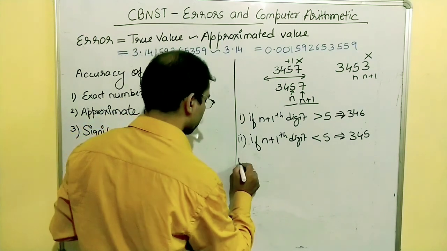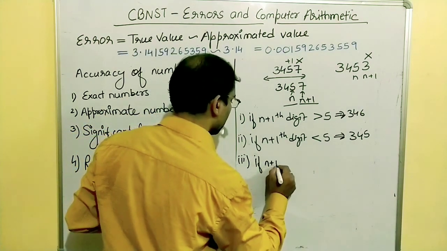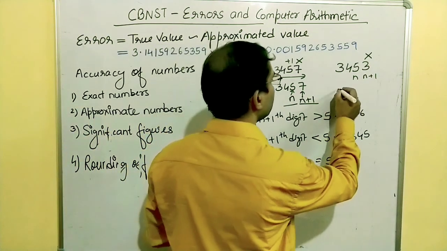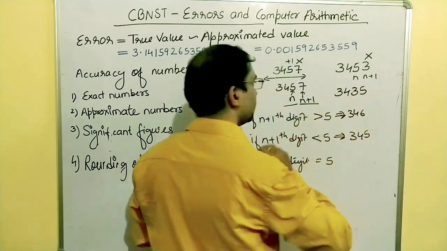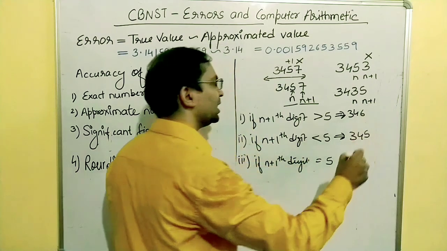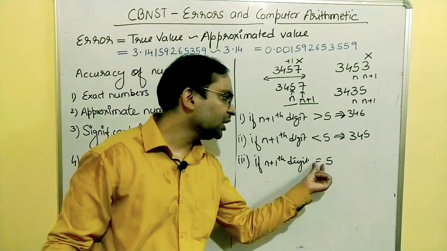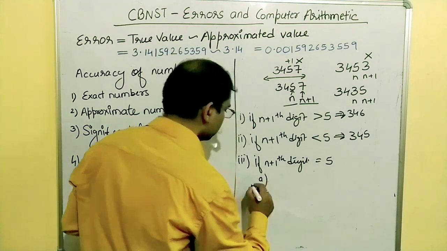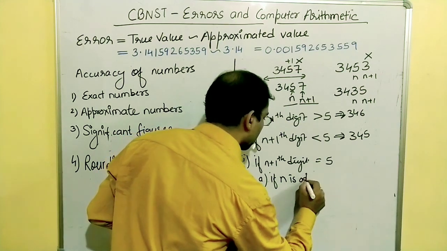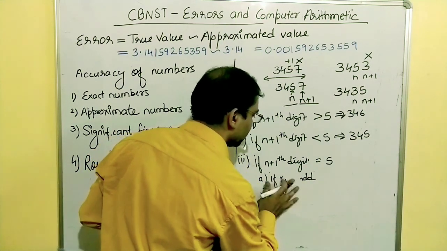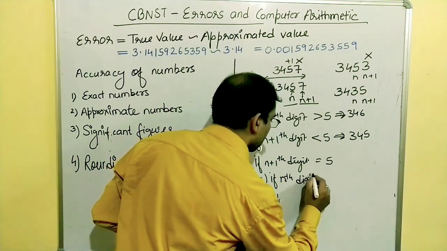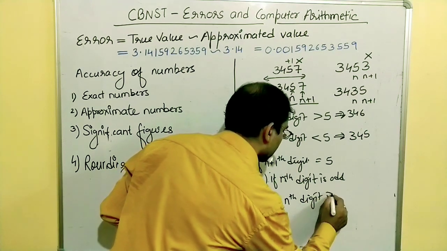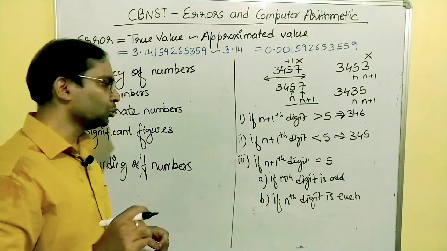Now let's discuss the third case. The third case is when the n plus 1th digit is equal to 5. So what will be the third case? Let's say it is 3, 4, 3, 5. So we can see here the nth digit is 3 and the n plus 1th digit is 5, and this is the third case, that the n plus 1th digit is equal to 5. Then what do we have to do? This has 2 subparts. Let's say part A, if the nth digit is odd, and part B, if the nth digit is even.